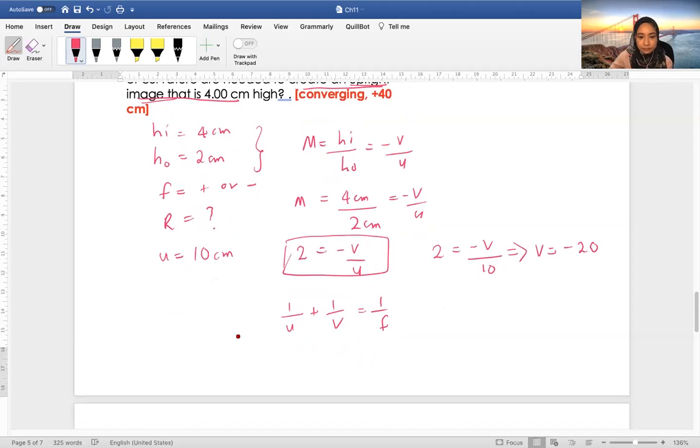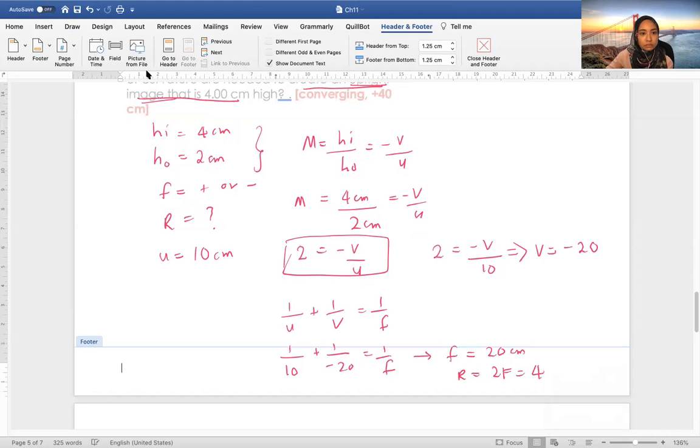Okay. 1 over U, U is 10. 1 over minus 20 will give me my focal point. So focal point is 1 over 10 minus 1 over 20. So its focal point is positive 20 centimeters, which means that my R is 2F, or 40 centimeters.